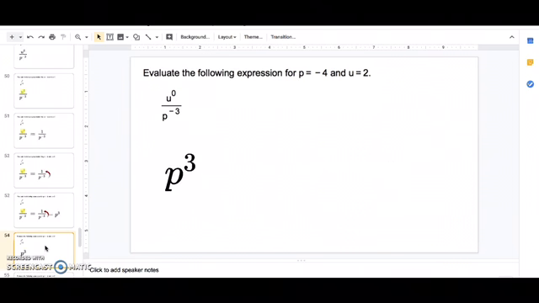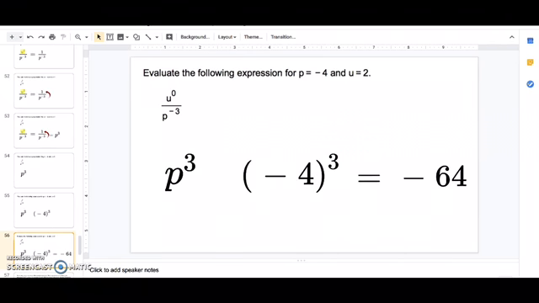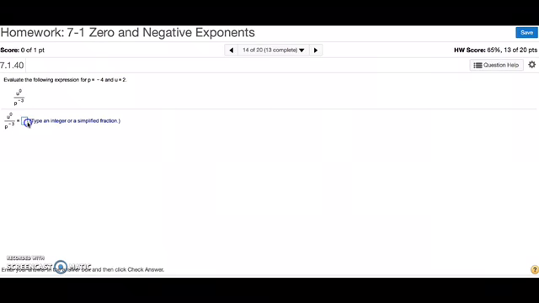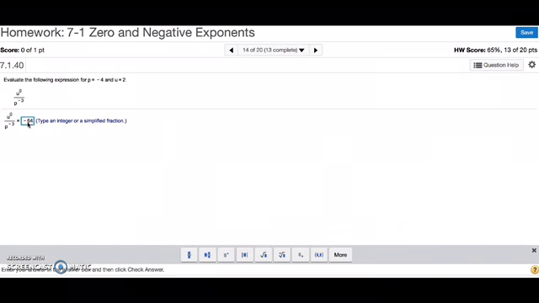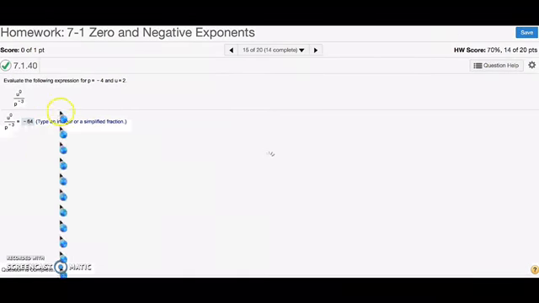Now I'm going to substitute in negative 4. Negative 4 to the 3rd power is negative 64. So I will have negative 64 for number 14.